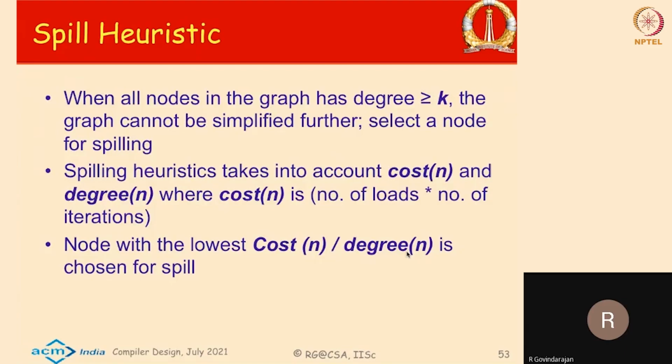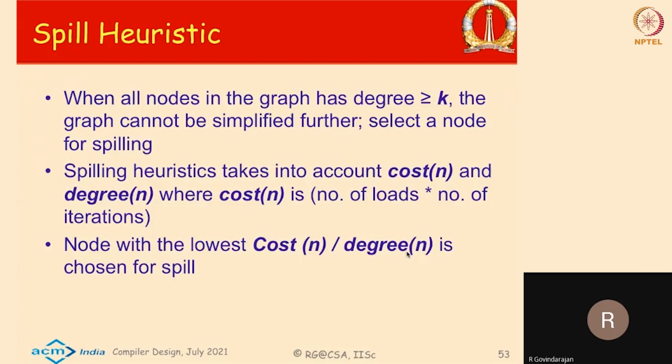But you could actually say the one which has the lowest ratio of cost to degree is also a good node to spill. Again, this is a heuristic. You may end up spilling the wrong variable, or you may end up incurring more cost because you ended up spilling the wrong variable. But it's a good heuristic.